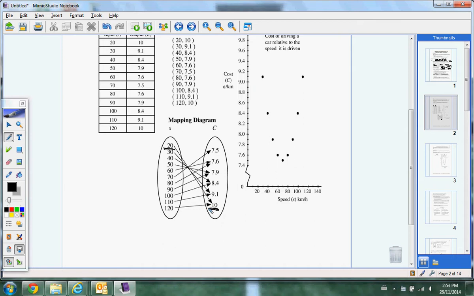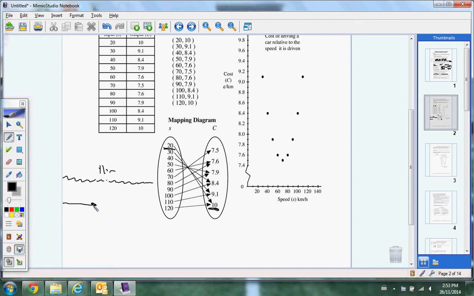Think about it logically. If you're going 20 kilometers an hour, what's going to make it cost more? It's going to take longer. If you're going 20 kilometers an hour, you're driving around and you drive for like an hour. Well, if you go 120, you're going 6 times faster, so you'll be there that much faster. Your time would only be a sixth of what you did for 20.